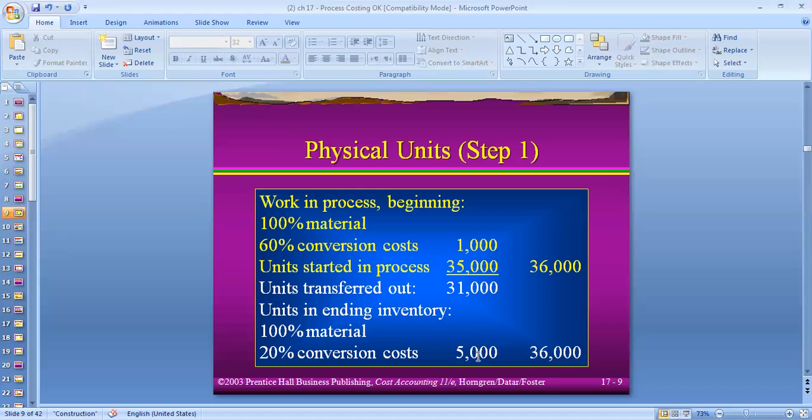So I have ending work in process 5,000. He told me the 5,000 is 100% material and 20% conversion cost. So the total units to begin with is 36,000, out of which 1,000 is beginning work in process. The total units I arrived at the end, 36,000: 31,000 completed, and 5,000 ending work in process. The completion rate here is 60% at beginning regarding conversion cost. Here, conversion cost at end, 20%.